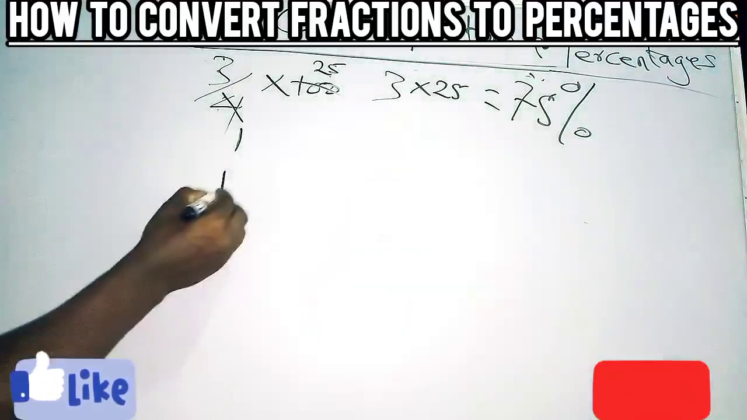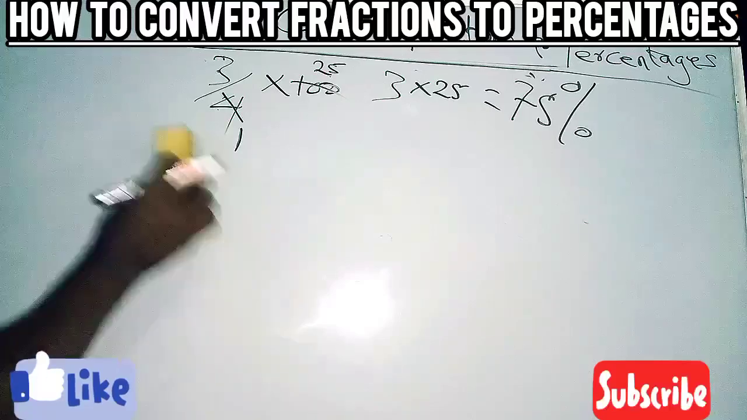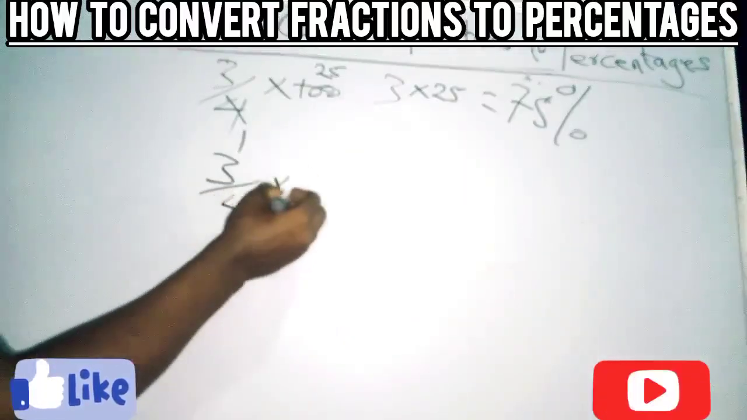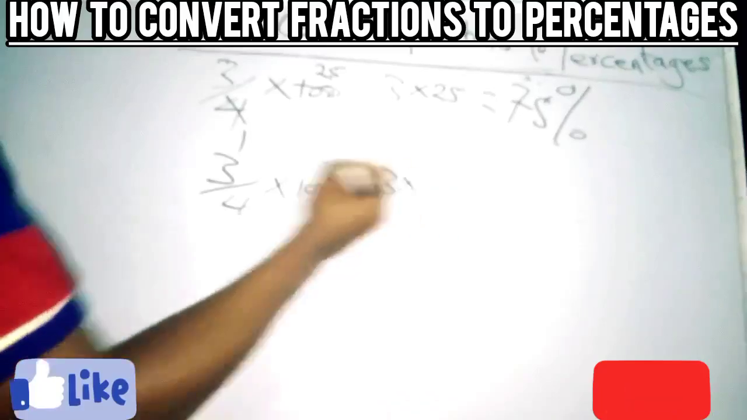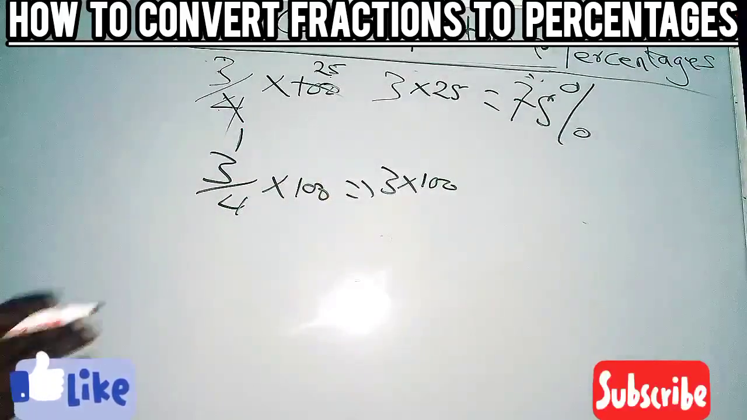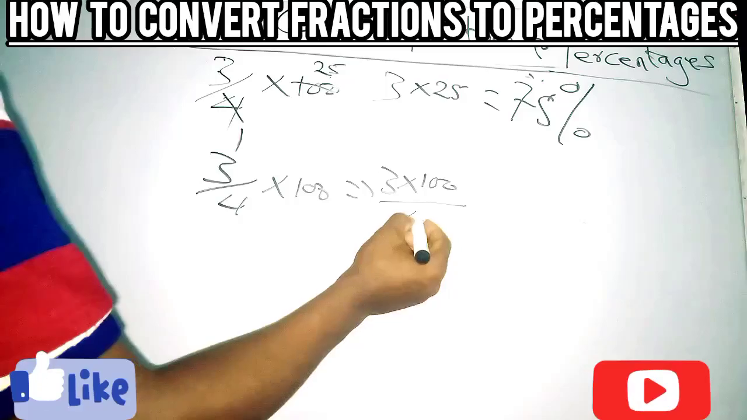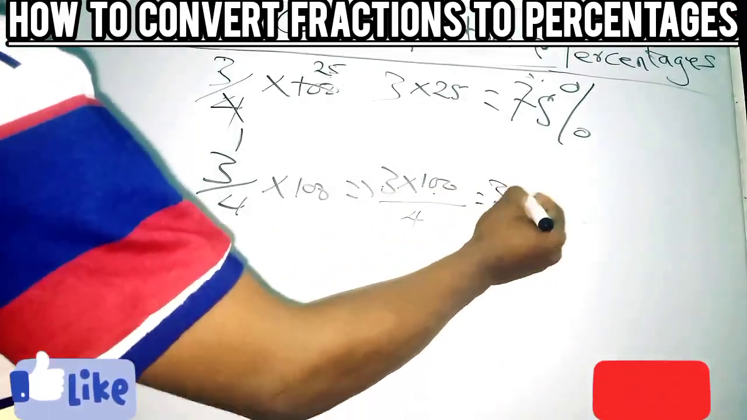The second method, we have 3 over 4 multiplying 100. Then you break it down as 3 multiplying the 100. That is, if you don't want to cancel anything, you are not sure you can cancel, then just go about it like that. And this will divide by what? 4. And this will give you 300.